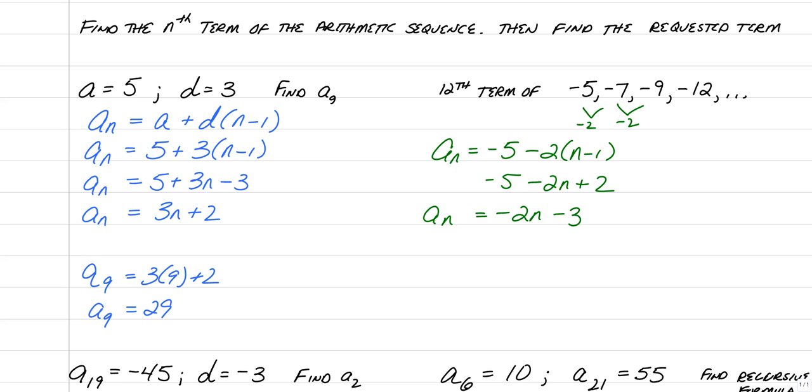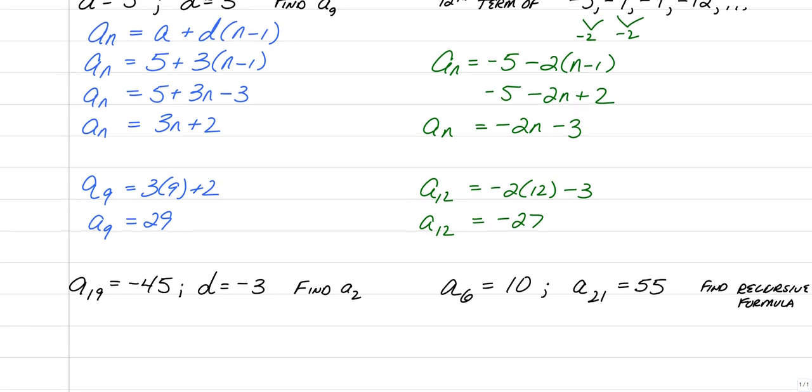To find the 12th term, we just substitute 12 in for n. So we have negative 2 times 12 minus 3, and we know that a sub 12 is equal to negative 27. If you got that, you're in good shape. Let's move on to the next.